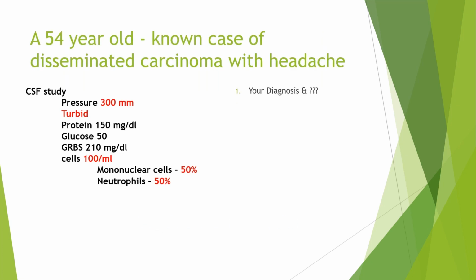A 50-year-old gentleman, a known case of disseminated carcinoma, presents with headache, and CSF study shows pressure of 300, turbid fluid, protein 150, glucose 50, and GRB is 210, and cells of 100, 50% mononuclear cells, 50% neutrophils. This is the story of a cancer patient and the possible diagnosis is carcinomatous meningitis.